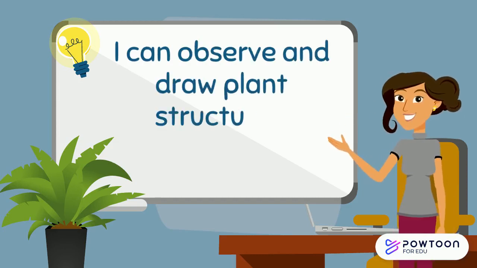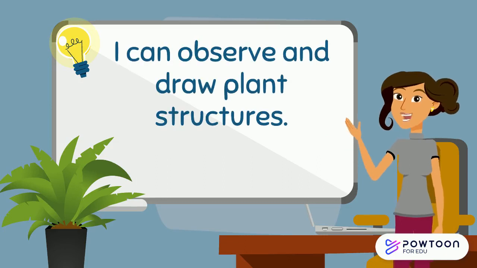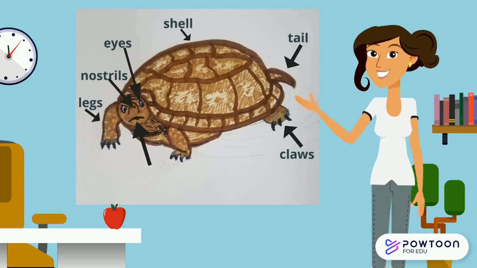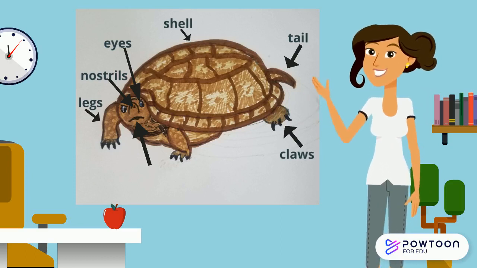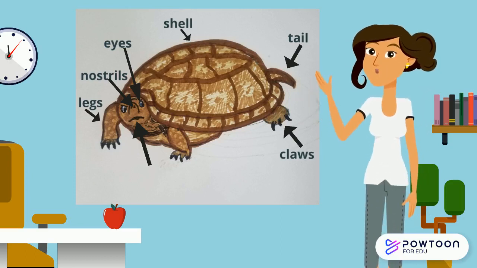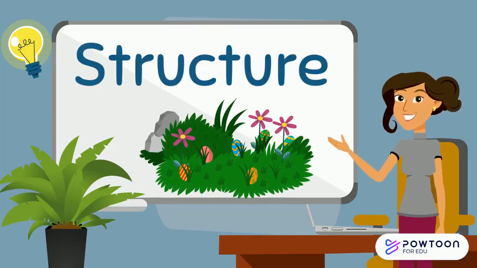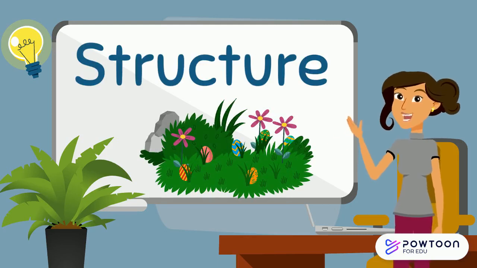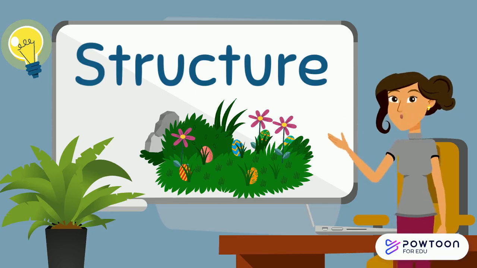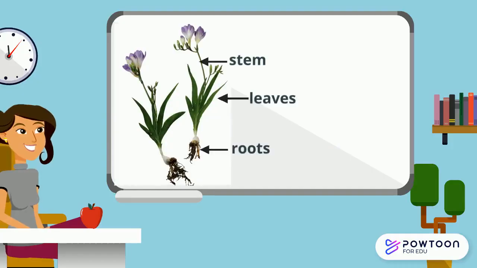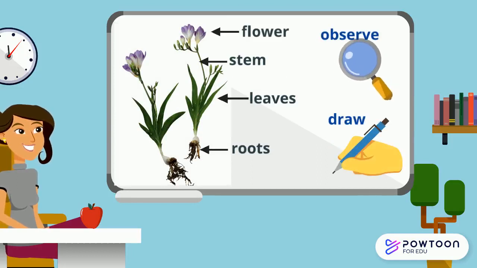To begin, let's review what we learned about animal structures. When we talked about and labeled the parts of the tortoise and dog from our last lesson, we were identifying their structures. Plants also have structures or parts that allow them to survive and grow. We're going to deepen our understanding of structures by identifying some parts of plants. Then I'll ask you to observe and draw some of the plant structures in your community.